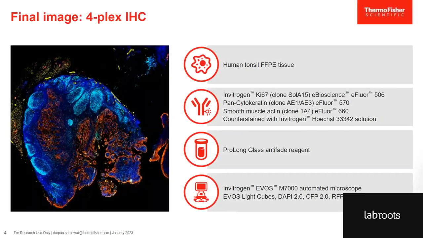This is an example fourplex image of human tonsil tissue labeled with Ki67, pan-cytokeratin, smooth muscle actin, and counterstained with Hoechst dye. ProLong Glass Antifade reagent was used as a mountant, and images were captured using an EVOS M7000 automated microscope.